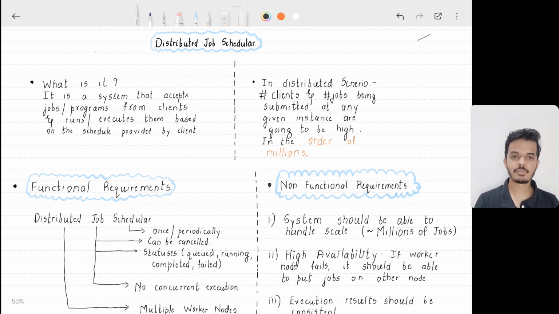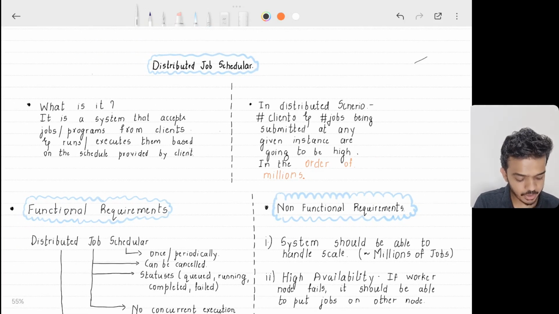Hello everyone and welcome. In this video we will be discussing how to design a job scheduler. What is a job scheduler? It is a system which accepts jobs from clients and executes these jobs based on the schedule provided by the client. Let's say a client gives a job which is to be executed every day at 6 p.m. The responsibility of the job scheduler is to execute the job submitted by the client every day at 6 p.m. This is what a job scheduler is.